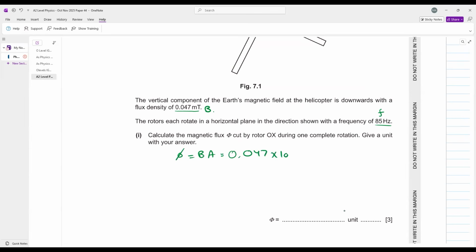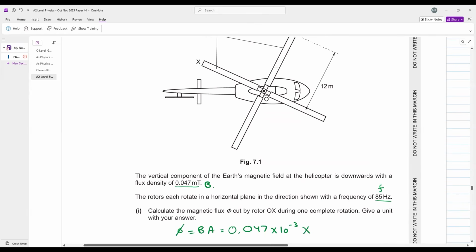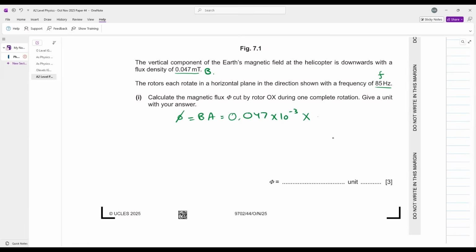0.047 milli Tesla, 10 raised to the power of minus 3. How will you calculate the area? What is the radius, beta? 12. So what will you do? Pi r square. Pi into r, that is 12 squared. What does your magnetic flux come out to be? 0.021 Webers. You can write it here.